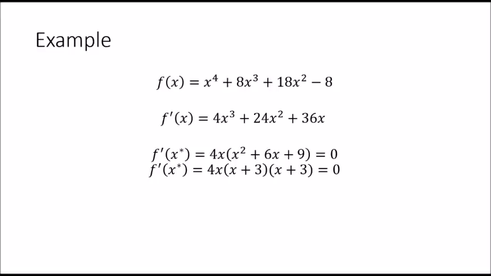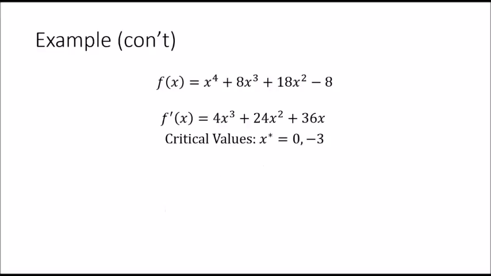So that produces 2 different critical values. From the 4x, we get that if x is equal to 0, the first derivative is 0. From each of the factored terms, we get that when x is equal to -3, the first derivative is also equal to 0. So now what we need to do is break the domain of the function, which in this case is the full real line, into intervals separated by each of these critical values.